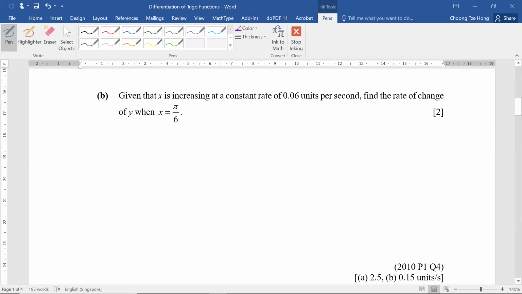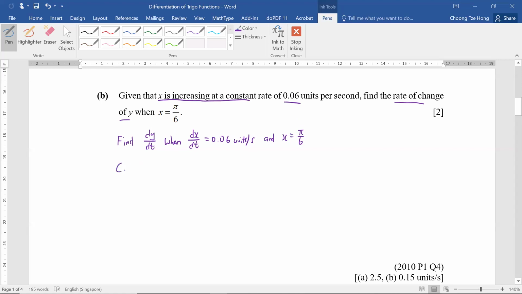So for a rate of change question, if you recall, we always try to summarize the whole question in one statement. So what do they want us to find? Find the rate of change of y, which means that they want us to find dy/dt, right? So find dy/dt, and then we write down some of the info that they have given to us. x is increasing at a constant rate of 0.06, so this is dx/dt. When dx/dt equals 0.06 units per second and x equals pi over 6.